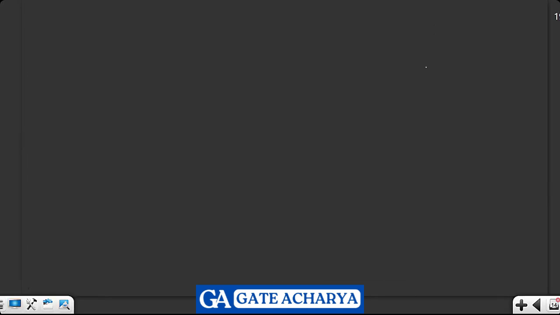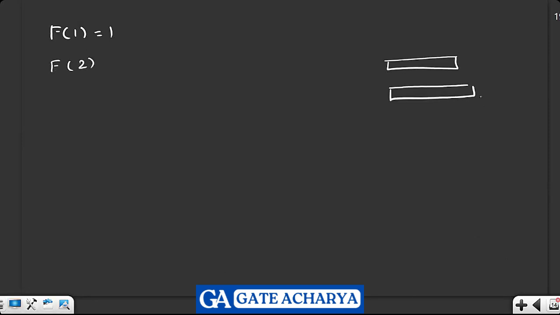F1 means there is only one stair. Let's say this is the stair. So F1 means there is only one way to get that. She has to climb one step. Now let's say there are 2 stairs. So F2, what is it? Let me explain it. She can climb one stair and then one stair. That is one way. Or she can directly climb 2 stairs. She is also allowed to climb 2 stairs. That's why it is called 2 ways. What about F3?